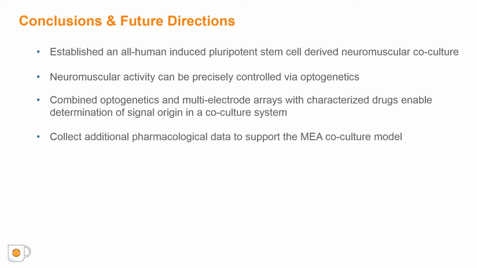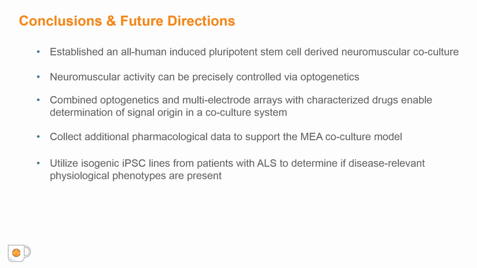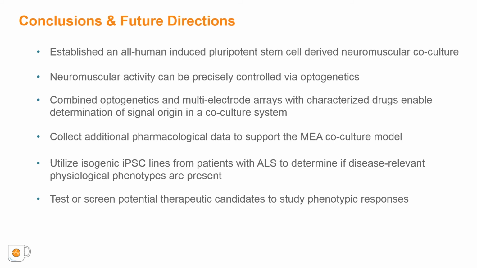In future experiments, we plan to collect additional pharmacological data over time to support our model of co-cultures on MEAs. We are also interested in using isogenic iPSC lines to determine if physiological disease-relevant phenotypes exist, as well as test or screen potential therapeutic candidates which modify the function of the neuromuscular junction.